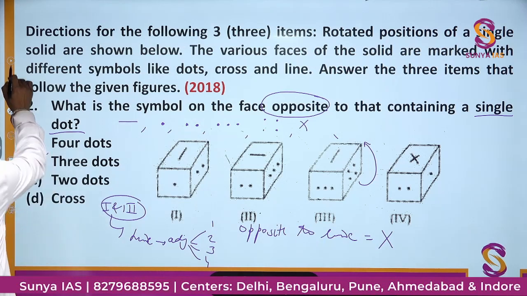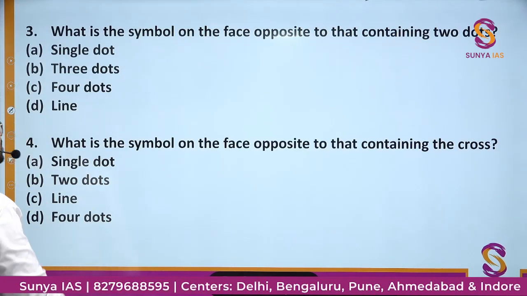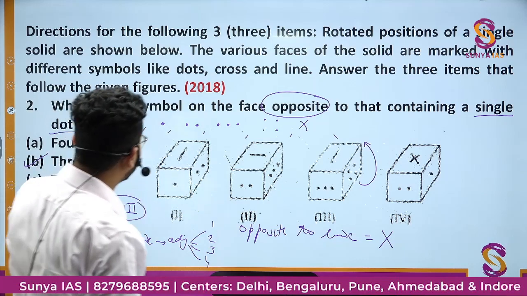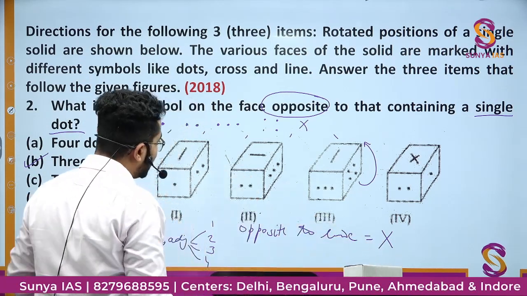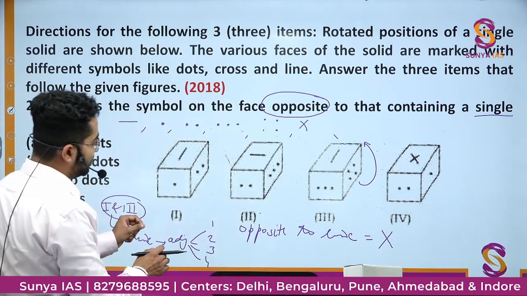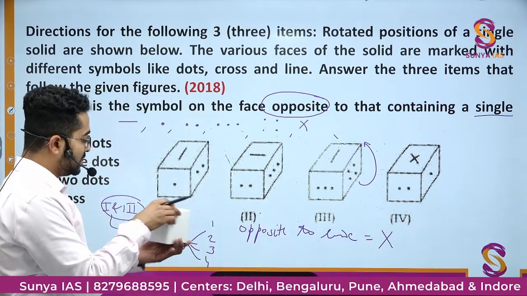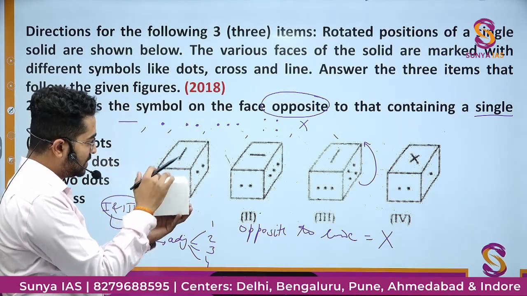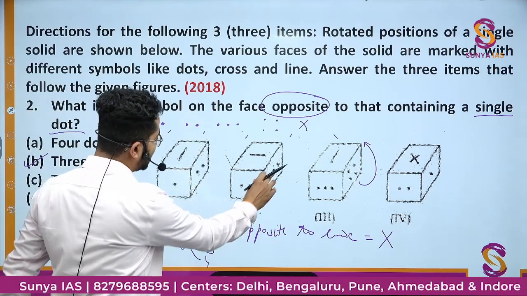कोई डाउट इसमें? Next, what is the symbol on the face opposite to that containing 2 dots? 2 dots के अपोजिट मुझे पता करना है. अब भाई एक बात बताओ, 2 dots के अपोजिट पता करना है. If this is 3, this is 2, so if I do like this, ये ऐसे है, लाइन ऐसे है, right? लाइन ऐसे है, यहां पे 3 है, यहां पे 2 है. This is 3, this is 2.